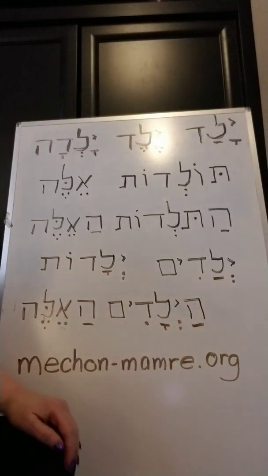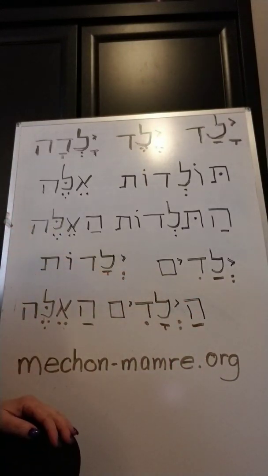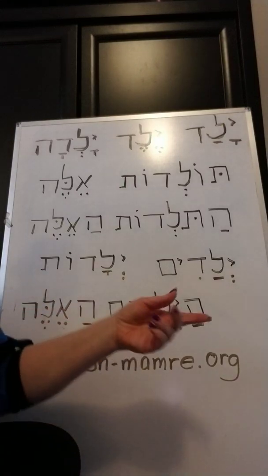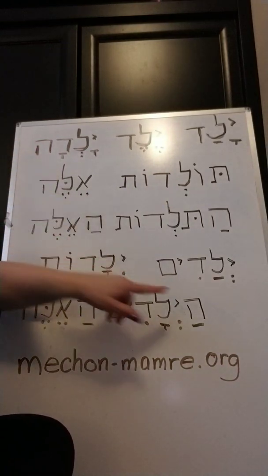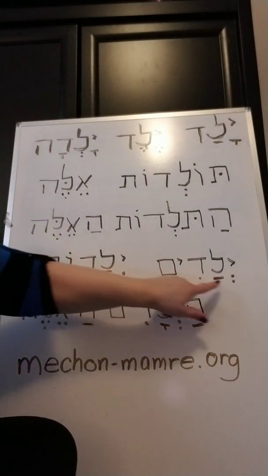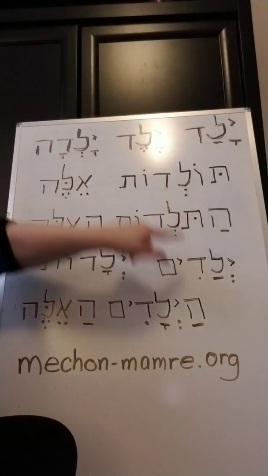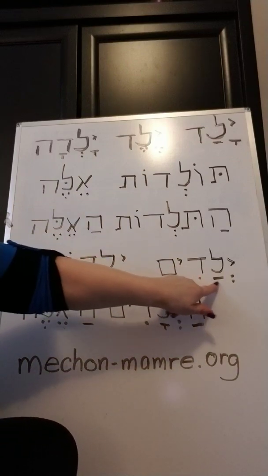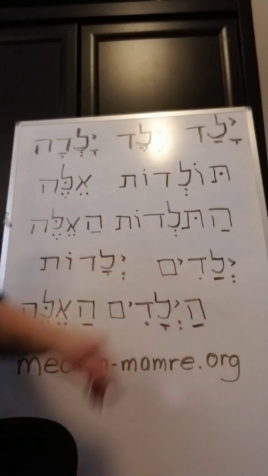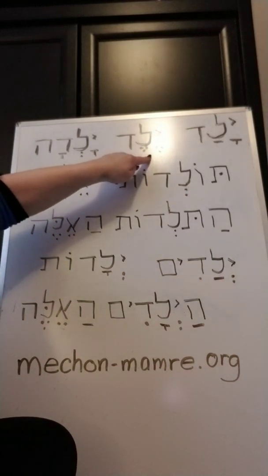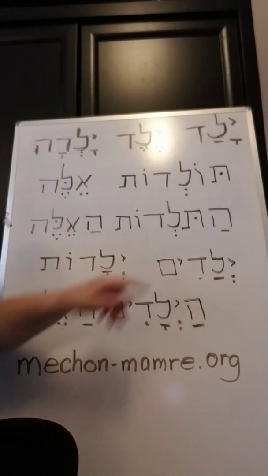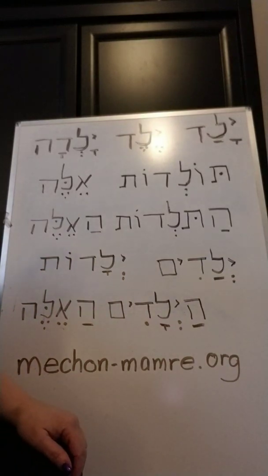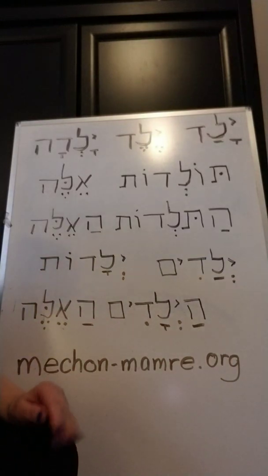So I mentioned that im and ot are the masculine and feminine plural endings. Here are the masculine and feminine plural endings for yeled and yalda. Here's the im, and it's the plural of yeled, but notice that the vowel markings are all different. Yeled is one, yeladim, with the accent on the end again, yeladim is boys, more than one.